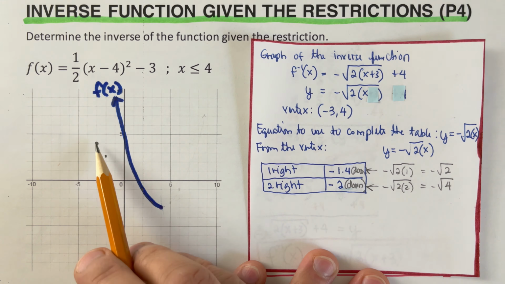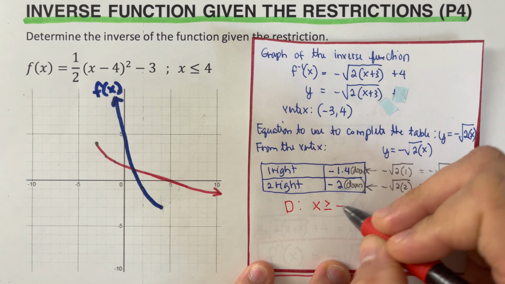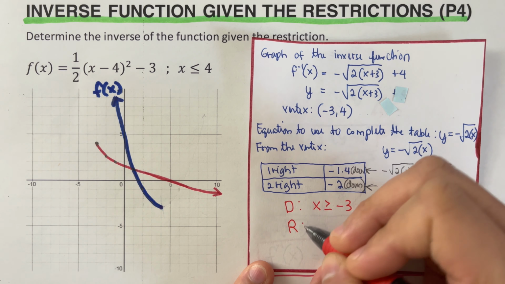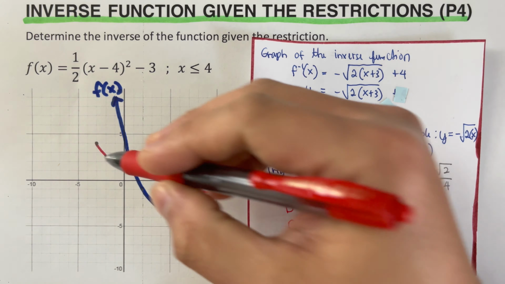Okay, so from here, we can already determine the domain for our inverse graph. So the domain would be anything where the value for x is greater than or equal to negative 3. And the range for this would be y is anything less than or equal to positive 4. So that's the domain and range.